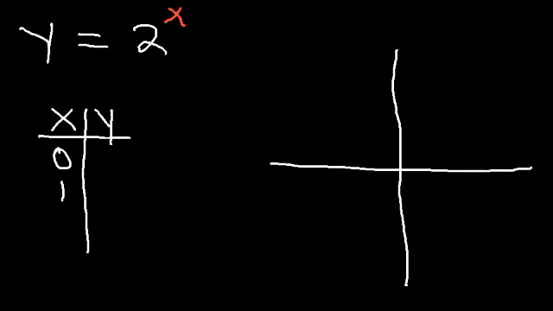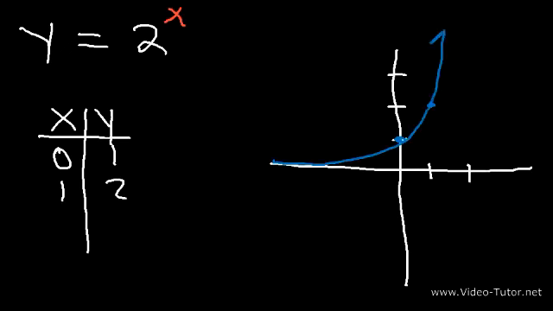It's the x-axis. Now, if we plug in 0 into the function, 2 to the 0 power is 1. Anything raised to the 0 power is 1. 2 to the first power is 2. And then simply plot the points. So we have the point (0, 1) and (1, 2). Now start from the x-axis, that is the horizontal asymptote, and connect a graph to the 2 points. So that's the graph of the function. That's all you got to do.